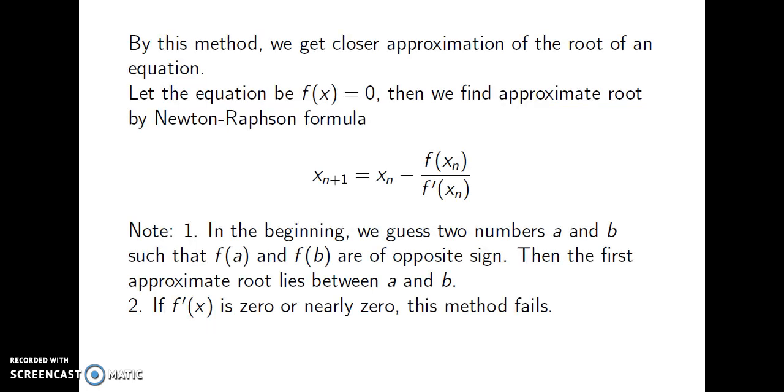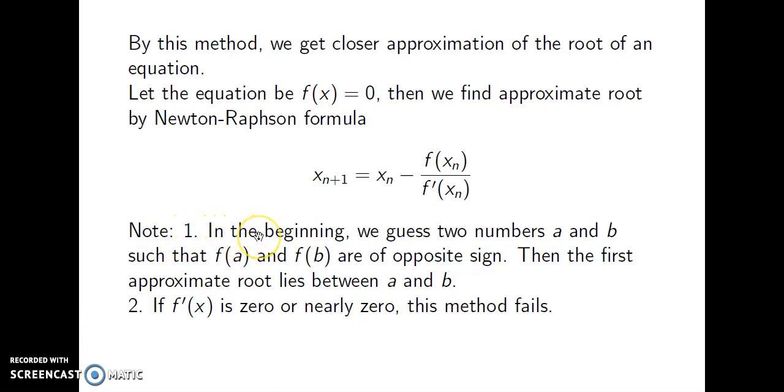By this method we get a closer approximate root of an equation. Let the equation be f of x equal to 0. Then we find the approximate root by the Newton-Raphson method. The formula is x_{n+1} equals x_n minus f of x_n upon f dash of x_n.